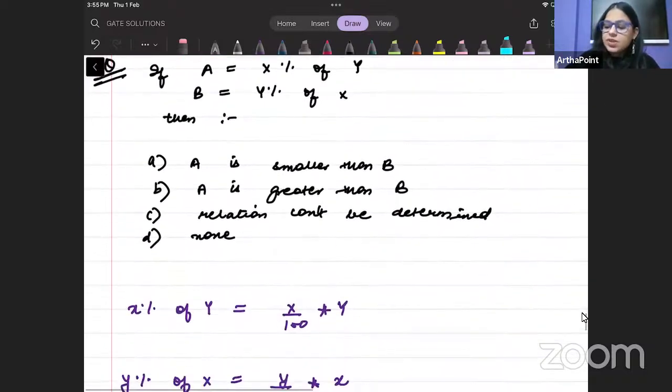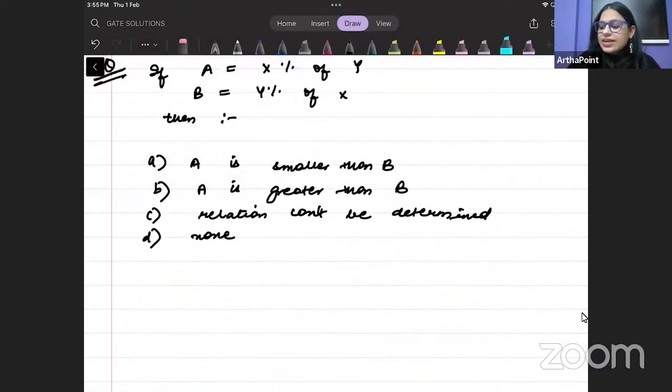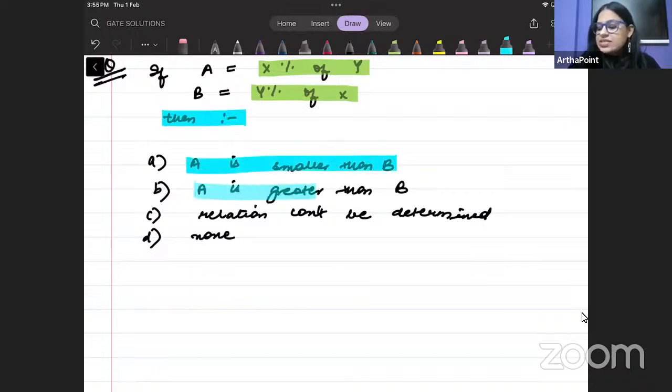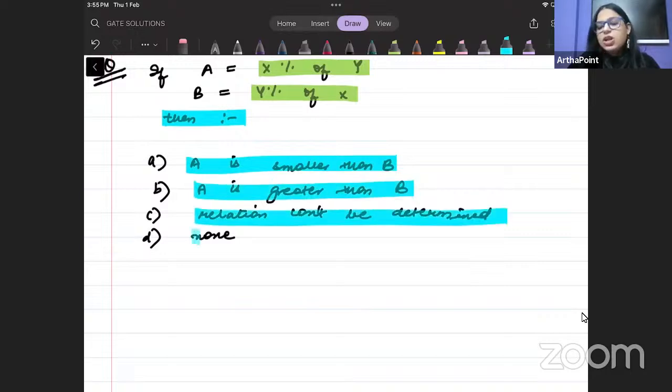Read the next question, beta. It says let A be defined as X% of Y. Let B be defined as Y% of X. Then, which of the following statements is true? A is smaller than B. A is greater than B. There is no relation between A and B. And none of the above.